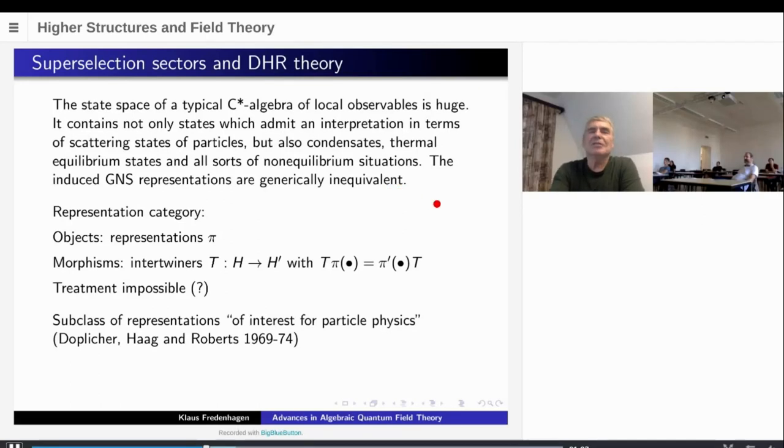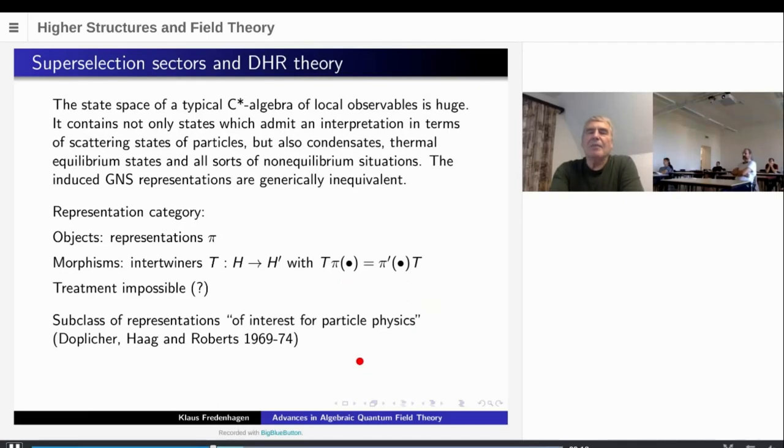So one could ask the question: can we understand the representation theory of such a C-star algebra? The objects would be representations, and the morphisms of the category would be intertwiners, so linear operators T between the Hilbert spaces H and H prime, such that T pi of something is equal to pi prime of something times T. But I think it seems impossible to make a classification in general, at least for the algebras relevant for quantum physics, quantum field theory. At least I have not seen any useful classification.